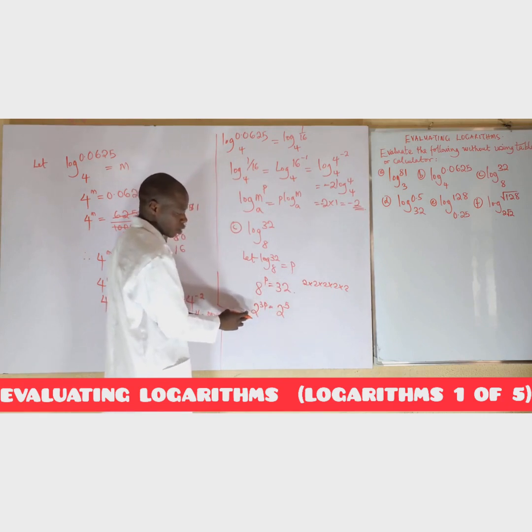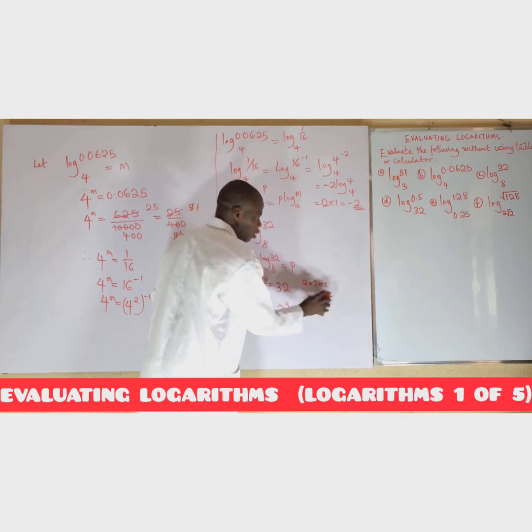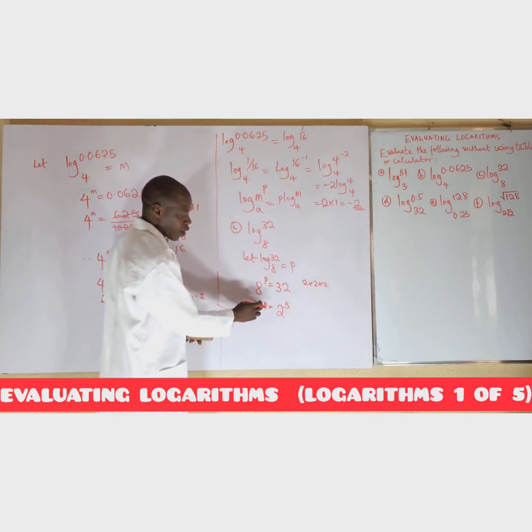2 in 3 places gives 8, that means 1, 2, 3. 2 times 2, 4. 4 times 2, 8. That's why you have 2 raised to power 3, and p is here already.